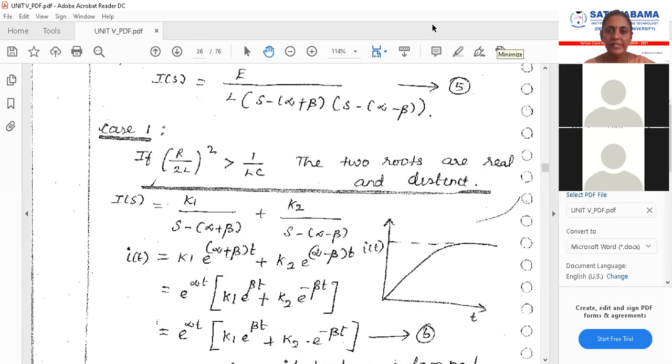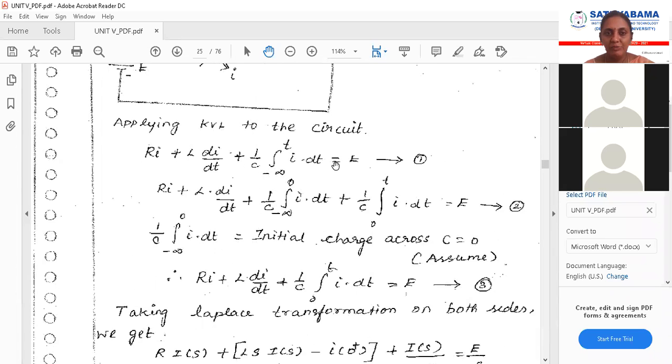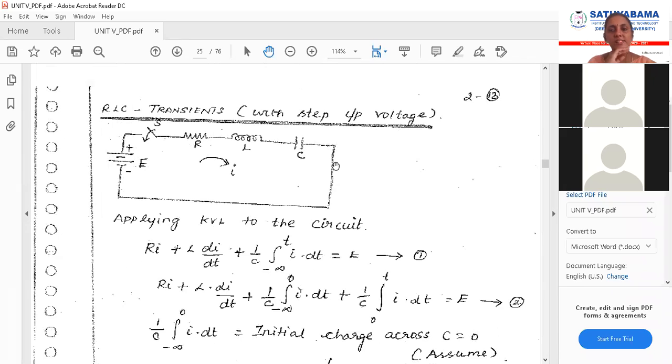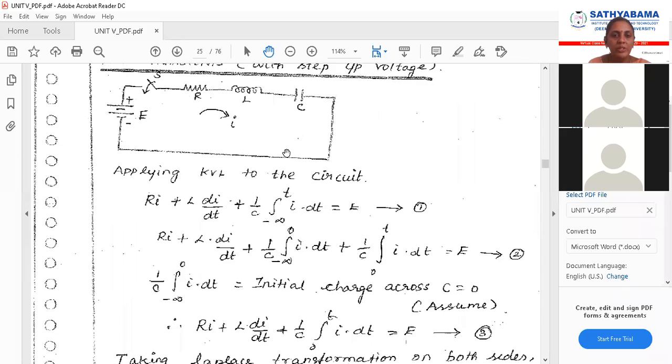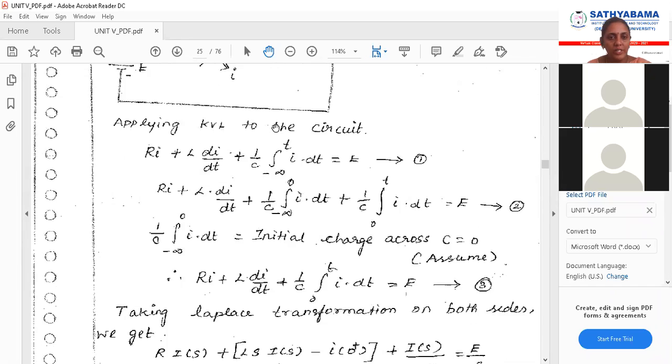I will explain again before proceeding. We are starting with the RLC transients. The resistance, inductance and capacitance are connected in series across a voltage source E. In between, you have a switch S, which is going to be closed at an instant t equal to 0. For this circuit, we are going to apply Kirchhoff's voltage law and write the equation.